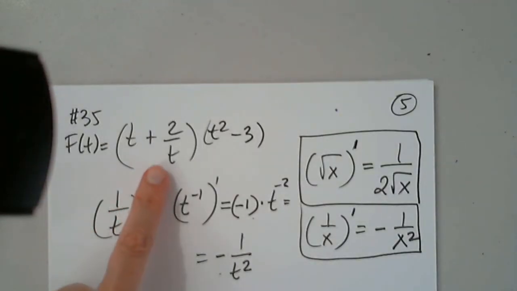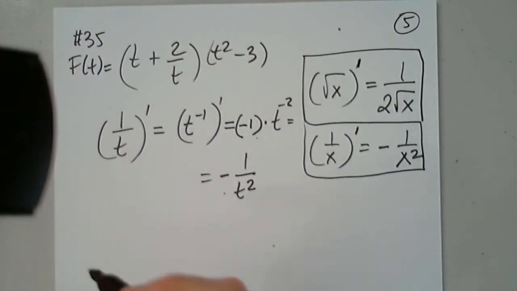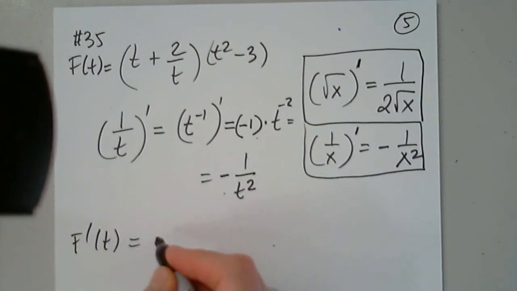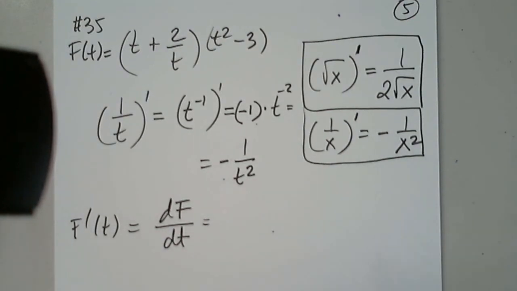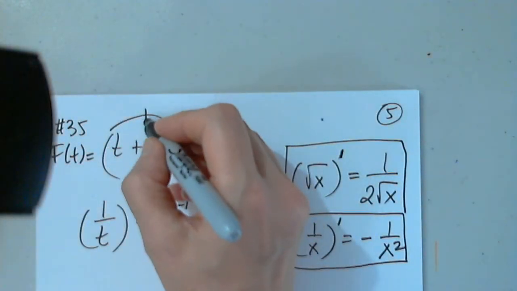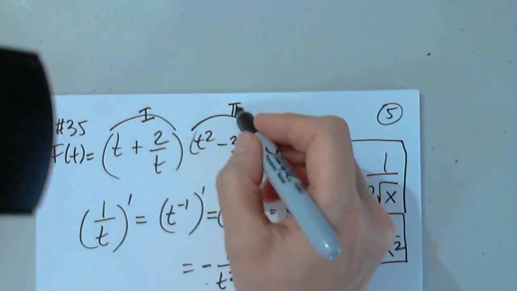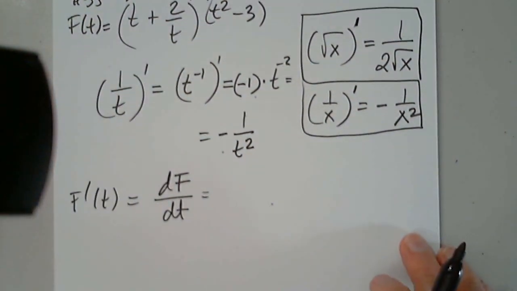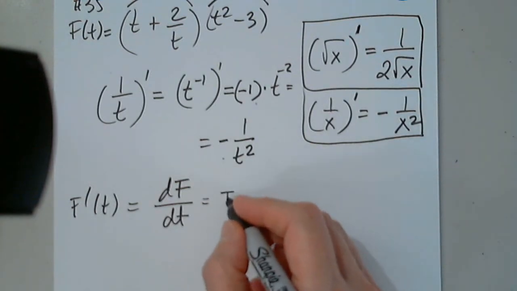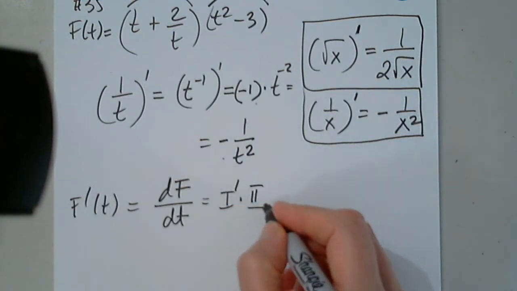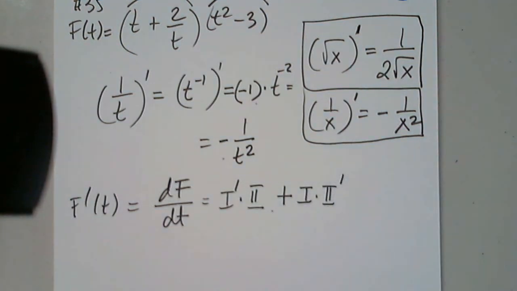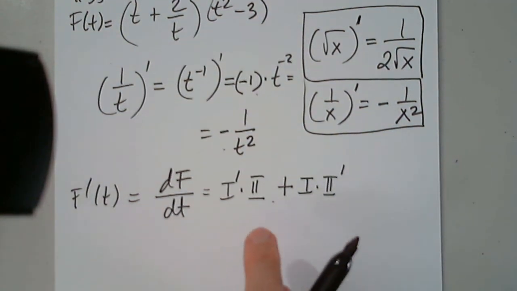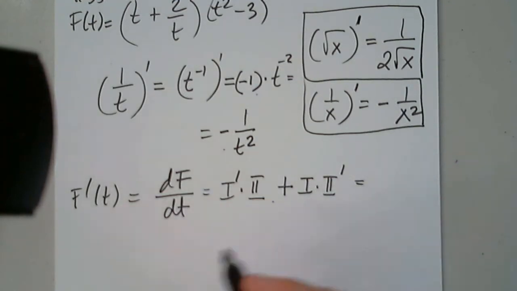So enough of that, and let's differentiate this. We either find f prime of t or df over dt. Same thing, Leibniz notation, regular notation. So this is function 1. This is function 2. So remember what we have to do. I have to write the first function prime times the second plus the first times the second prime. I'm following this rule all the time.